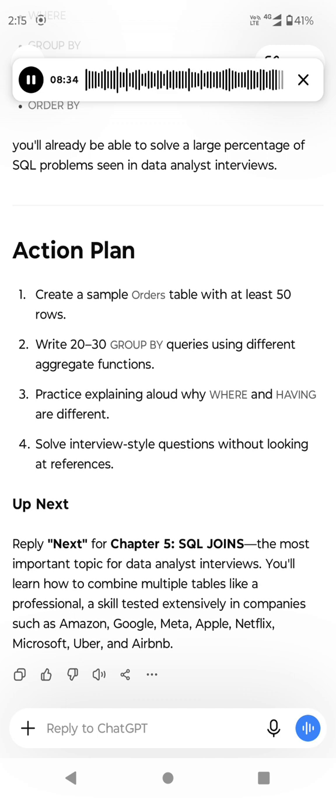Up next, reply "next" for Chapter 5: SQL joins, the most important topic for data analyst interviews. You'll learn how to combine multiple tables like a professional, a skill tested extensively in companies such as Amazon, Google, Meta, Apple, Netflix, Microsoft, Uber, and Airbnb.